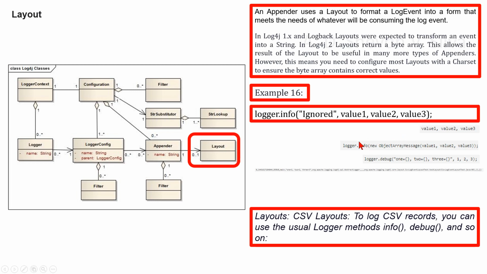Alternatively, you can use ObjectArrayMessage, which only carries parameters. CSV parameter layout and CSV log event layout can be configured. Logging CSV events looks like this.